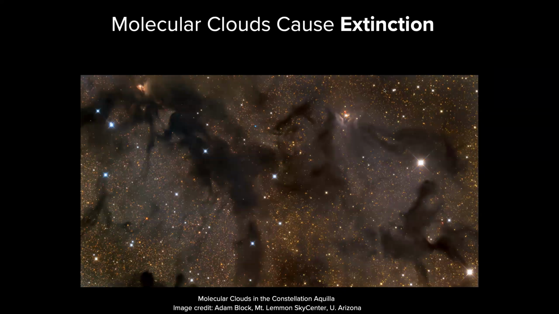Molecular clouds block the light from background stars from reaching our telescopes, causing them to appear much dimmer than they would otherwise. We call this dimming effect extinction. You can see the effect of extinction in this image of a molecular cloud in the constellation Aquila. The dark regions only appear dark because the molecular cloud is blocking the light from the background stars from reaching the Earth.